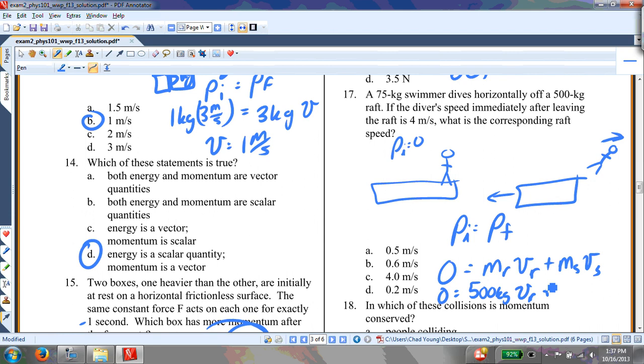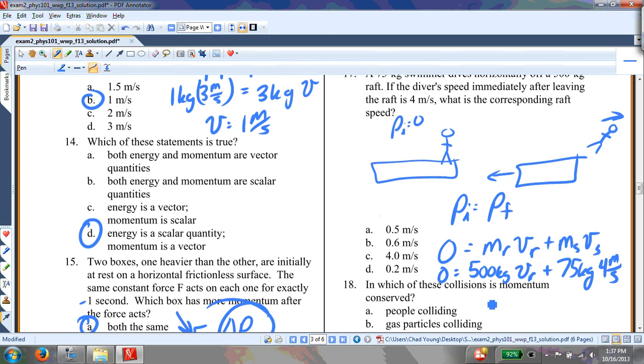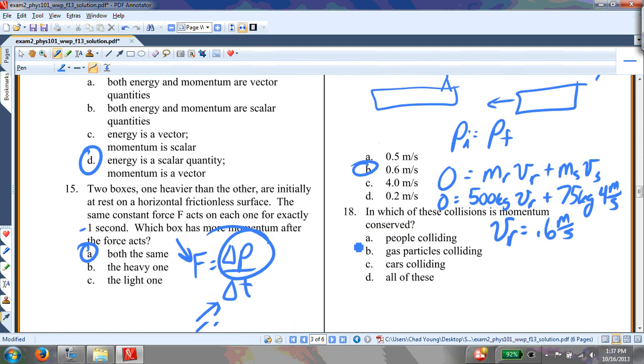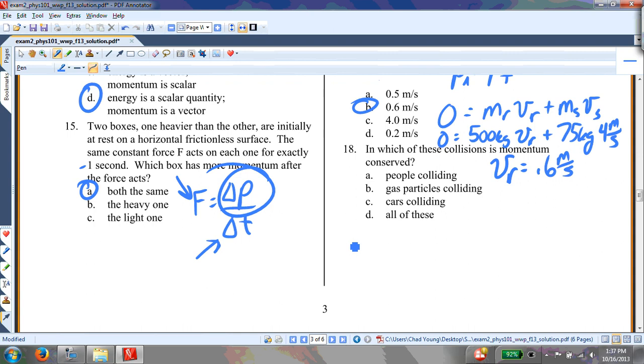Looking for the velocity of the raft. Velocity of the swimmer is 4 meters per second. And we solve for VR. And that is equal to, let's see, I think it's 0.6. Yeah, 0.6 meters per second. That's B.